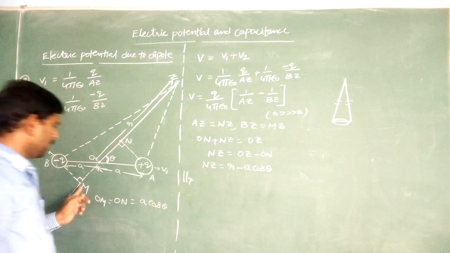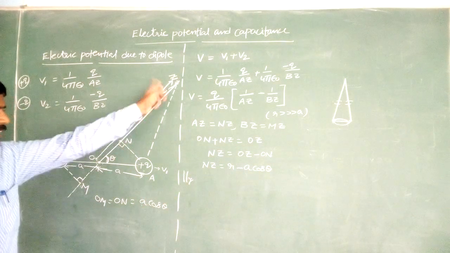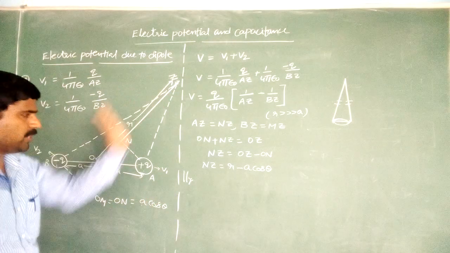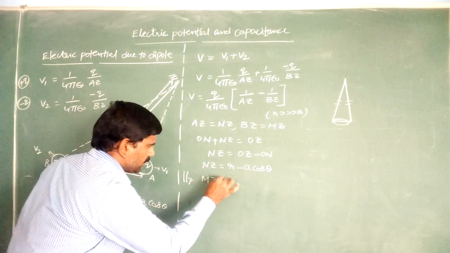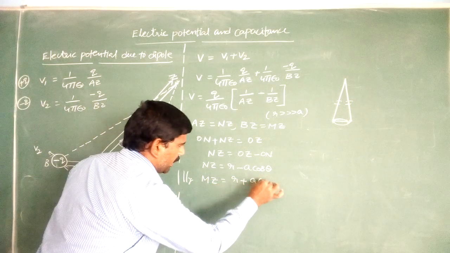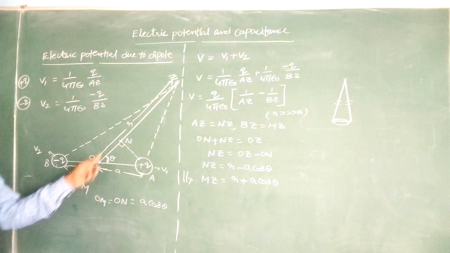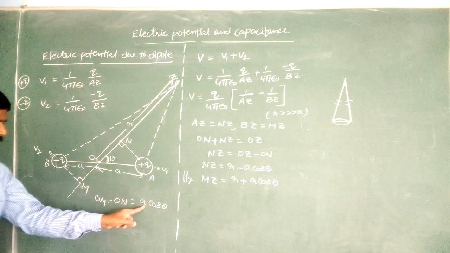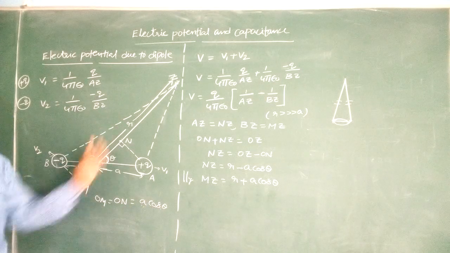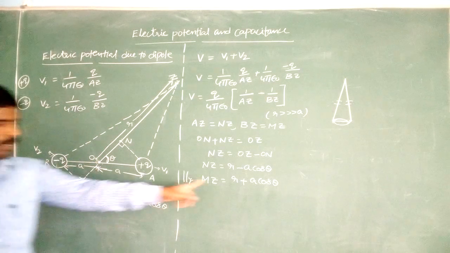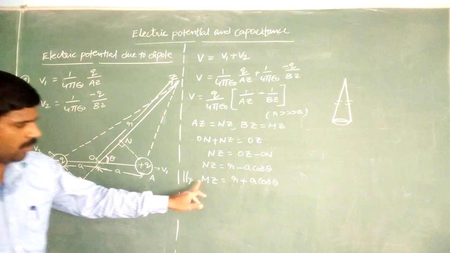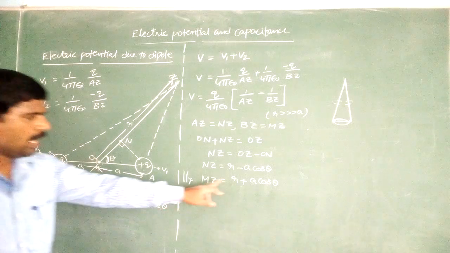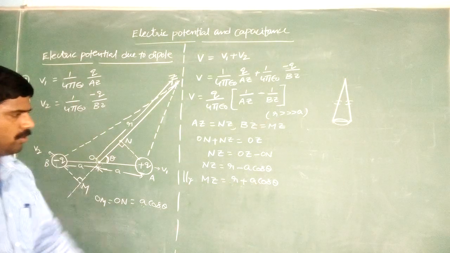Similarly, BZ is equal to how much? BZ is the same as MZ. Here MZ is equal to R plus A cos theta. Why? Because OZ is R, and this one is equal to A cos theta, and to this value we add the OM value. Therefore R plus A cos theta is equal to MZ.